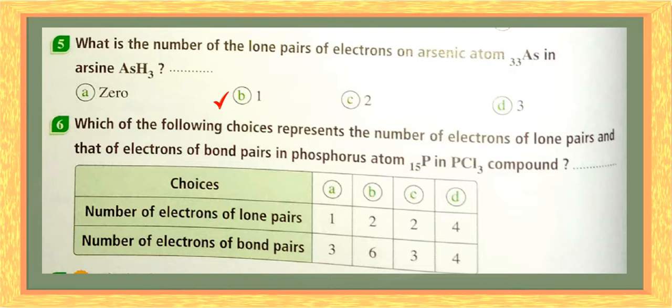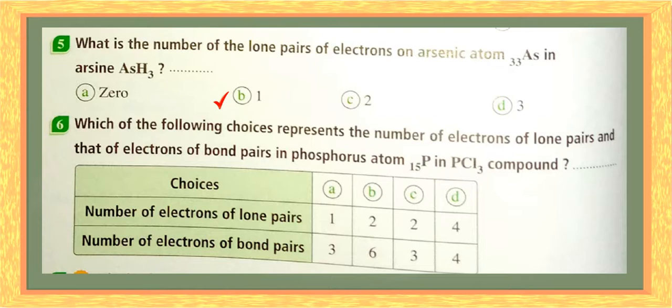Which of the following choices represent the number of electrons of lone pairs and that of electrons of bond pairs in phosphorus P atom (atomic number 15) inside the molecule PCl3 compound? When we make the electronic configuration, we have 2, 8, 5. We have 5 electrons and need 3 electrons to complete the outer level.